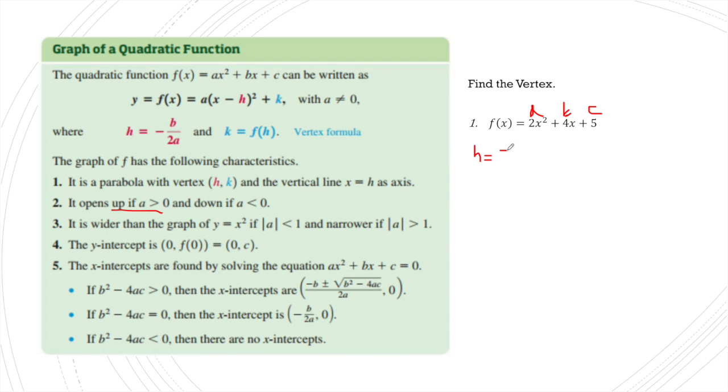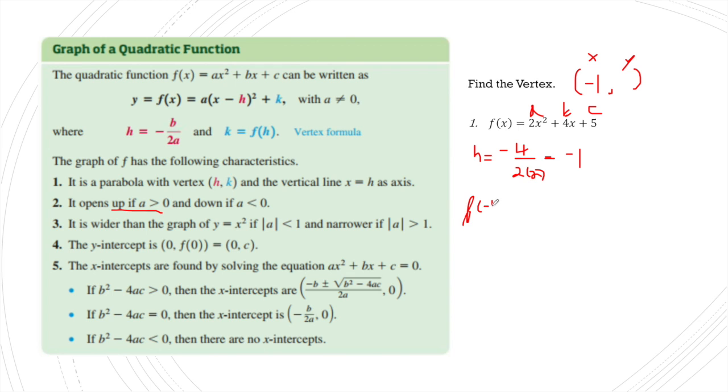All right, I have h equal to negative b, in this case, which is 4, over 2 times a, which is going to be 2 times 2. So that gives me negative 4 over 4, which just gives us a negative 1. So there's my h. That's my x value. And I need to determine my y of my vertex. So I'm going to substitute in this h.